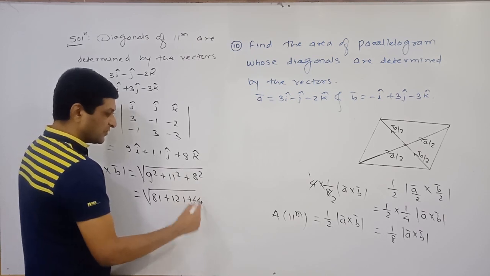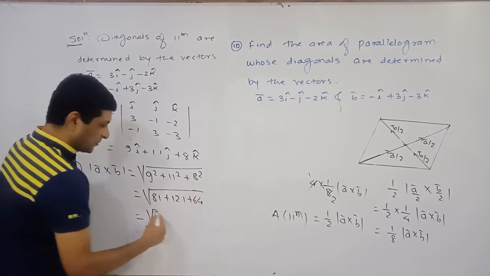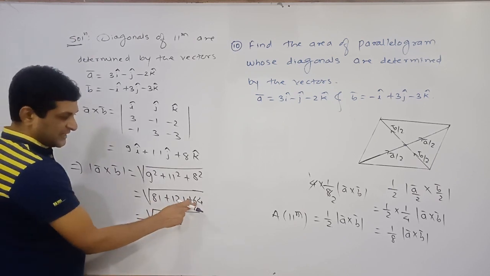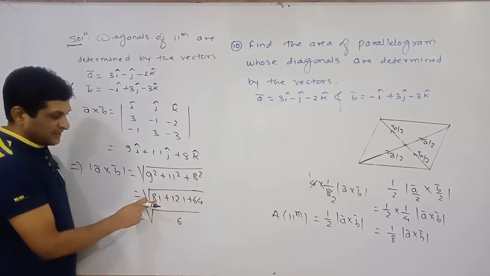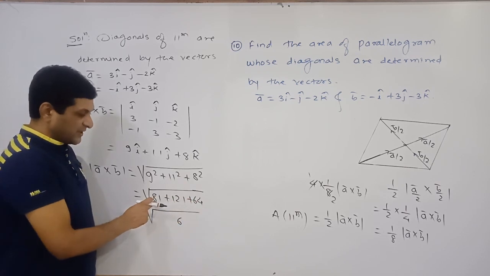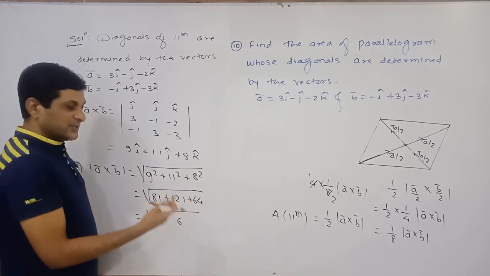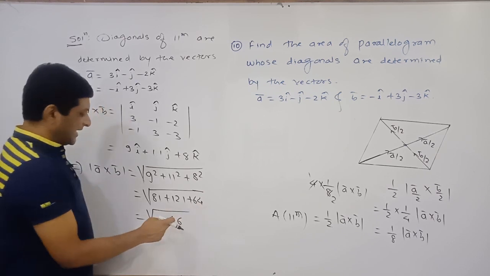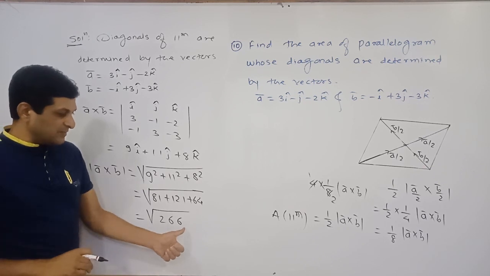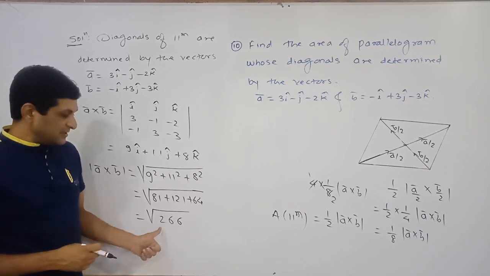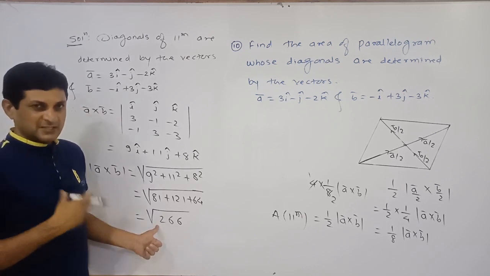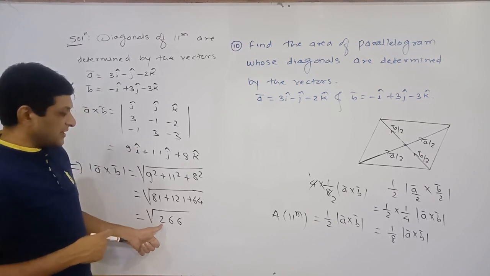121 plus 64. Observe the addition here: 81 plus 121 plus 64 gives 266. If you observe, this number is not divisible by 4. So we can say that there is not a single factor of 266 which is a perfect square. So this will be our required value.